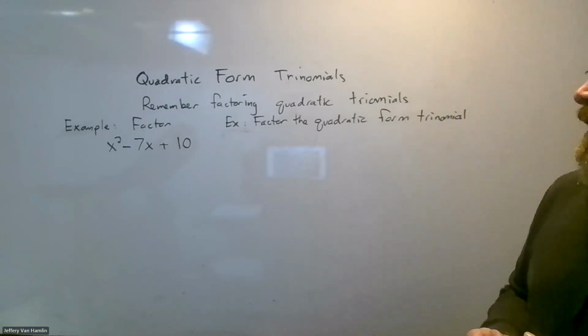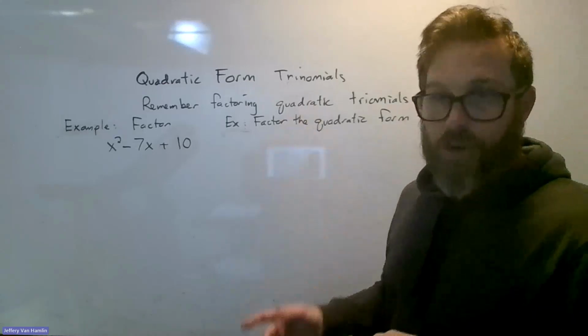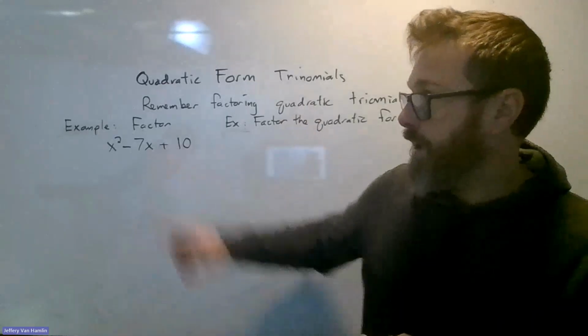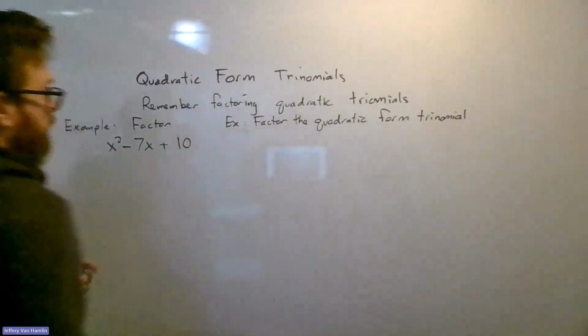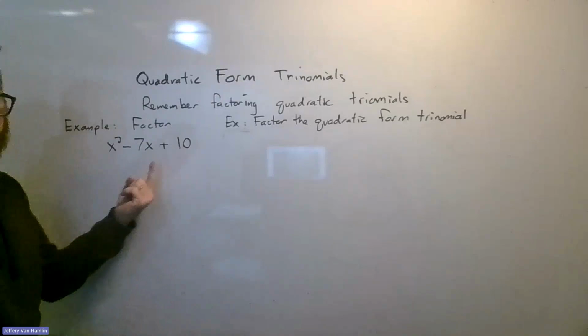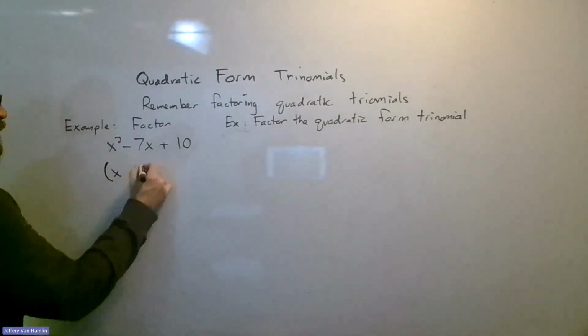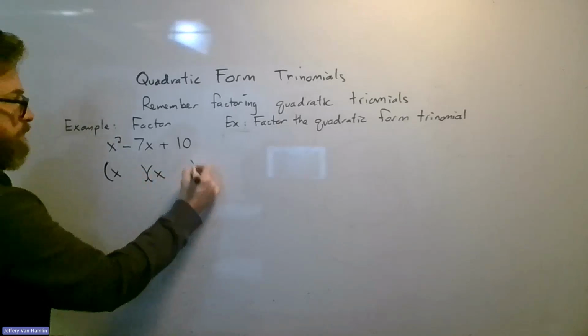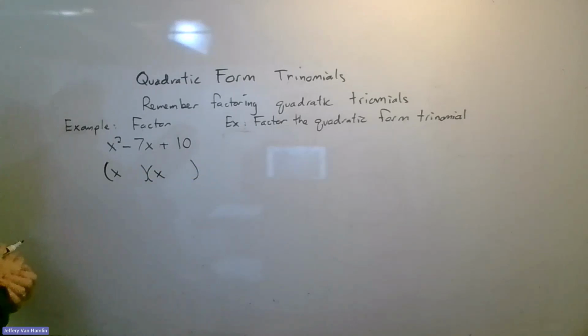So in order to do this, I want to remember factoring quadratic trinomials in general. If I'm trying to factor x squared minus 7x plus 10, this comes down to the method of, I need two numbers that multiply to 10 but add to negative 7. Basically, we're reverse engineering how to FOIL or multiply a binomial over a binomial.